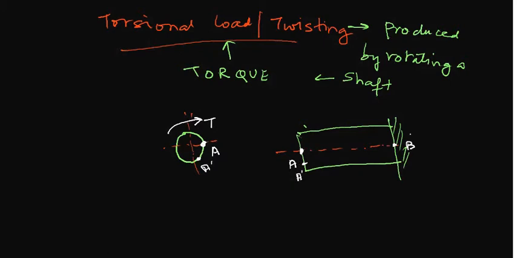Okay, but this point cannot move because this point is fixed. This means this fiber which is along the axis will become like this. So there will be some distortion produced in this shaft or the fiber of the shaft. Okay, this kind of loading is called twisting. We'll look into the details of twisting in the subsequent lectures.